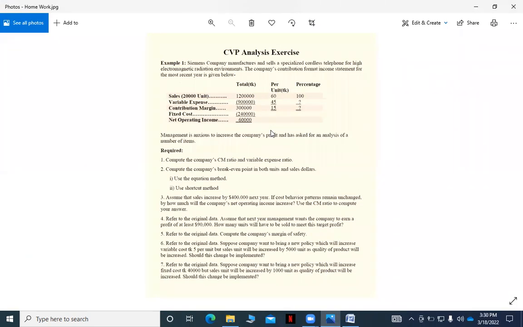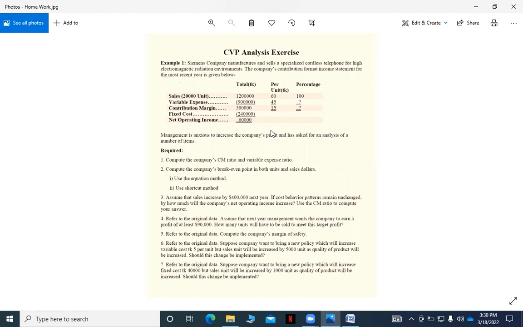I'll go to requirement number 2. So what is requirement number 2 here? See, compute the company's break-even point in both units and sales dollars. Okay, so we have to calculate the break-even point. You already know break-even point means the point where we do not have any profit and we do not have any loss. A position where the company has neither profit nor loss, that is our break-even point. So you have to calculate the break-even point in both units and amount.